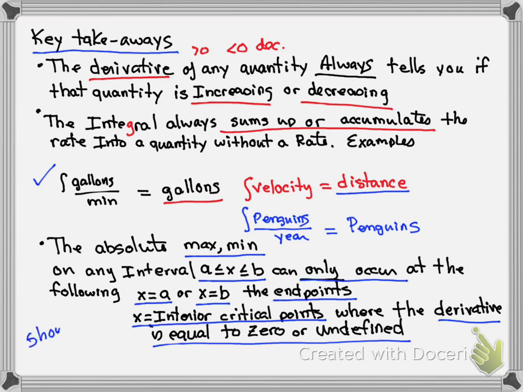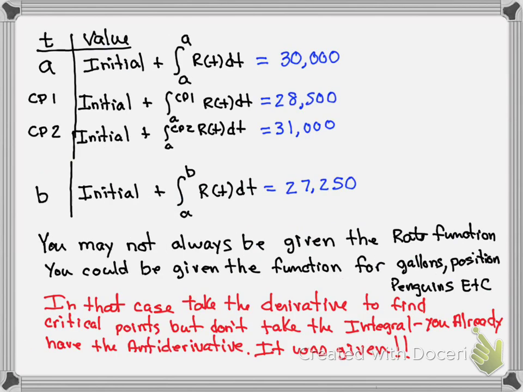Show that your rate, which is equal to the derivative, is equaling 0. Whatever those times are, if there's one or more, that's what you'll check as an interior critical point. Here would be an example. A would be an endpoint and B would be an endpoint.